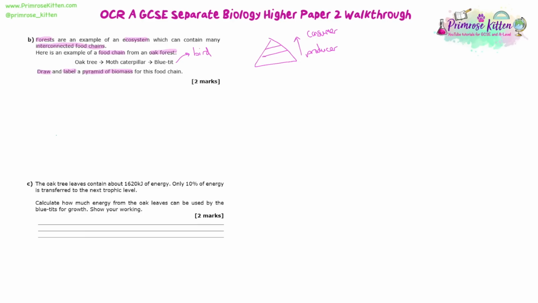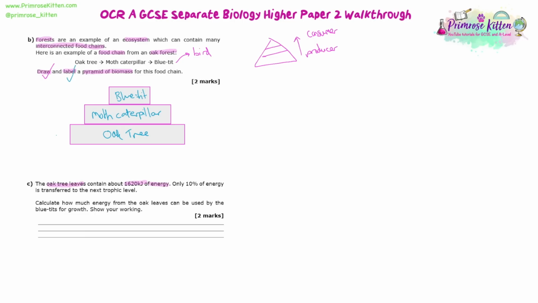So we need 3 levels, 3 rectangles, touching each other, on top of each other, getting smaller each time, and then we need to label those with the 3 levels of the food chain, so the oak tree, the moth caterpillar, and the blue tip.